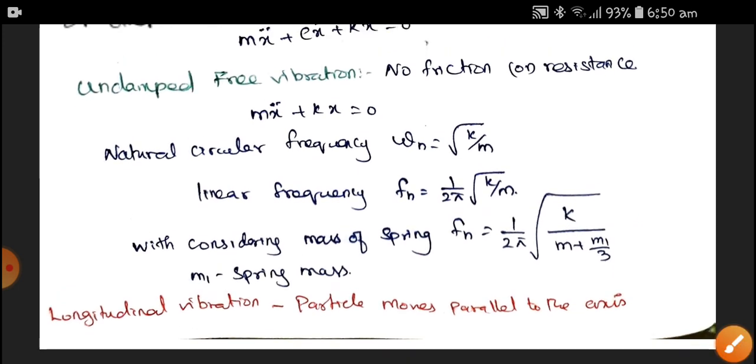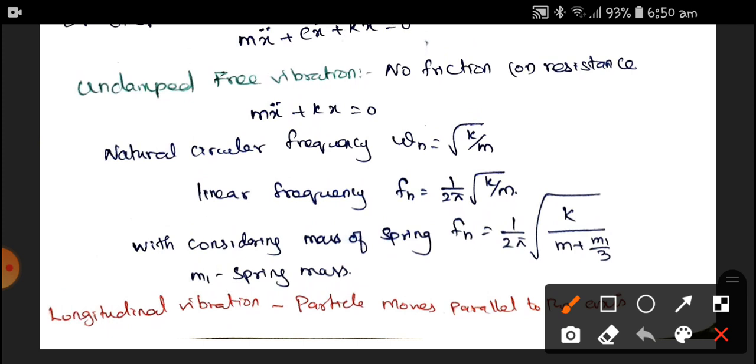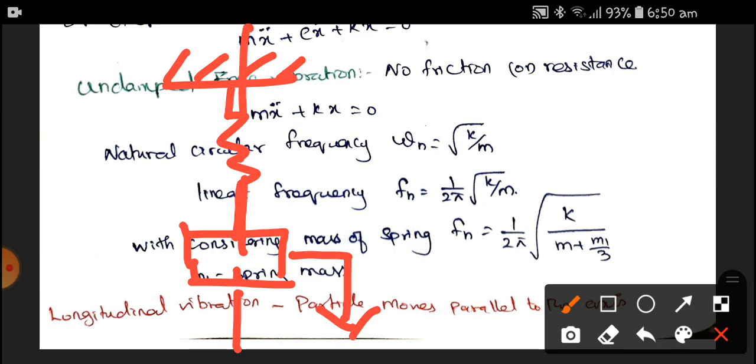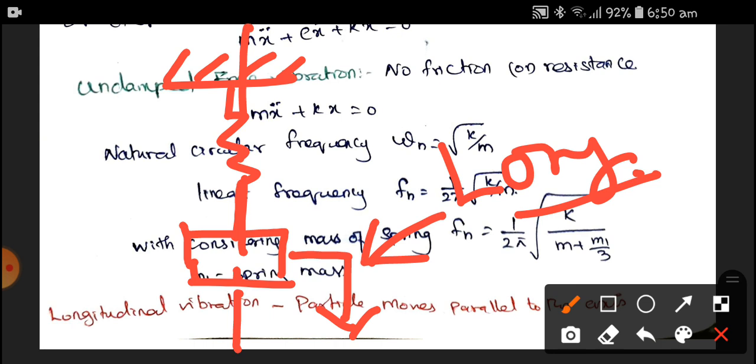Longitudinal vibration is the vibration when the particles of a body move parallel to the axis. See, if we have a spring mass system, for it to be a longitudinal vibration, the vibration should be parallel to the axis. So this is the axis and the vibration is parallel to the axis. This kind of vibration is called longitudinal vibration.